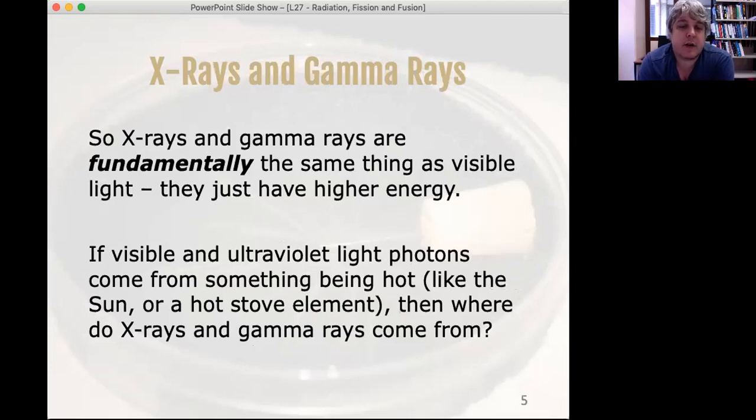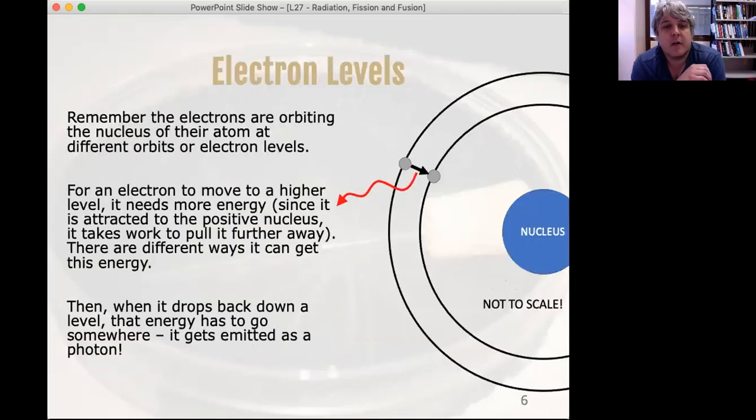If visible and ultraviolet light photons come from something being hot, like the sun or a hot stove element, then where do X-rays and gamma rays come from? Where do these come from? Remember our talk about electron levels. So in an atom, we had a small nucleus, the size of a pea in a football stadium, tiny nucleus, and we had electron levels that were where the electrons could orbit. They were sort of like shells.